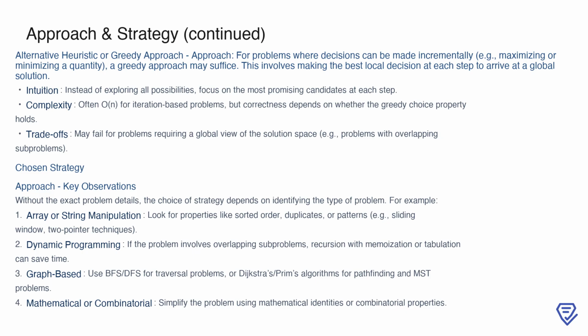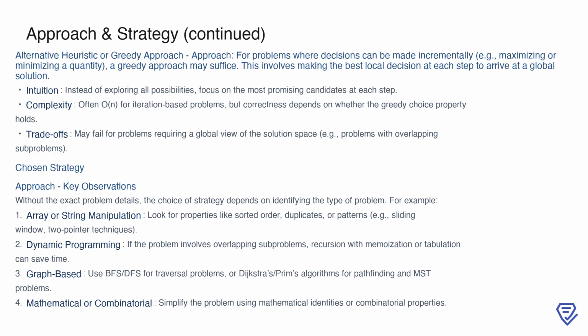Another strategy to consider is the heuristic or greedy approach, which can be particularly effective for problems where decisions are made incrementally. In this approach, you focus on making the best local decision at each step, with the goal of arriving at a globally optimal solution. For instance, this method can work well for problems involving maximizing or minimizing quantities. The intuition here is to prioritize the most promising candidates at each stage, which often results in a time complexity of n for iteration-based problems.